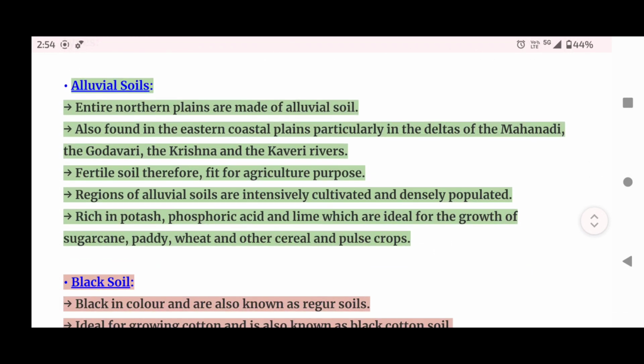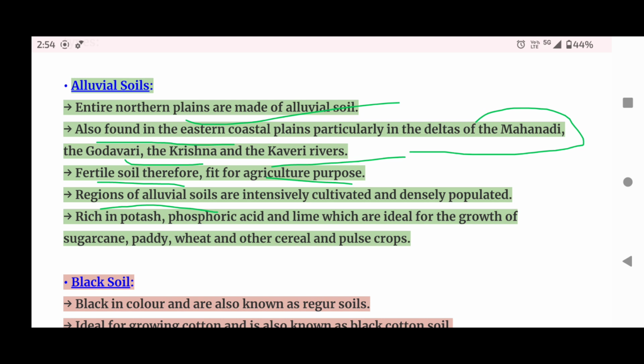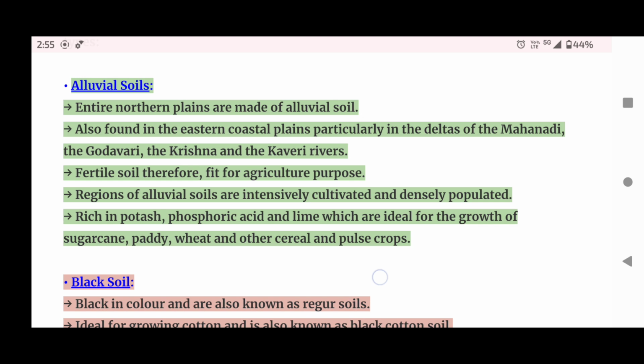That is alluvial soils. The entire northern plains are made of alluvial soil. Also found in the eastern coastal plains, particularly in the deltas of the Mahanadi, the Godavari, the Krishna, and the Kaveri rivers. Fertile soil, therefore, fit for agriculture purpose. Regions of alluvial soils are intensively cultivated and densely populated, rich in potash, phosphoric acid, and lime, which are ideal for the growth of sugarcane, paddy, wheat, and other cereal and pulse crops.